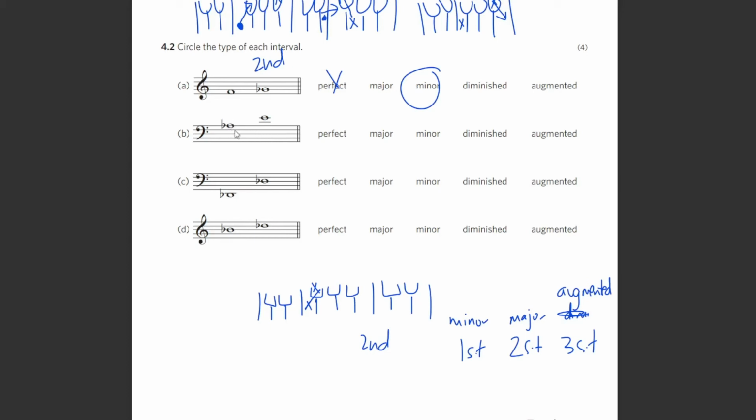Now let's go to A flat to E. For this, I would like to use the major key as a reference. Before I do that, let's count the number between them, the interval in terms of numbers only. A is 1, B is 2, C is 3, D is 4, E is 5. So it's a fifth. In other words, major and minor are out. It's either perfect, diminished, or augmented.